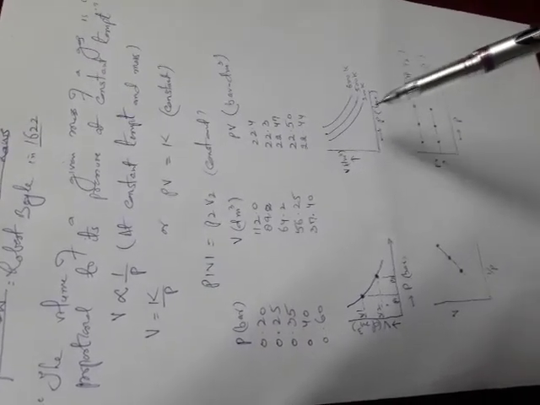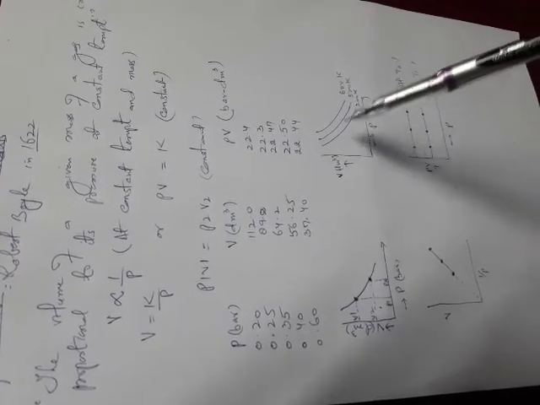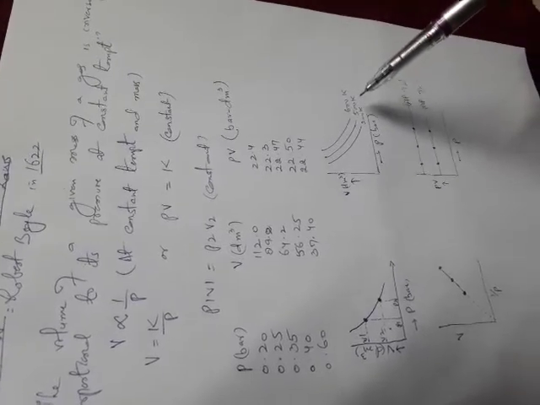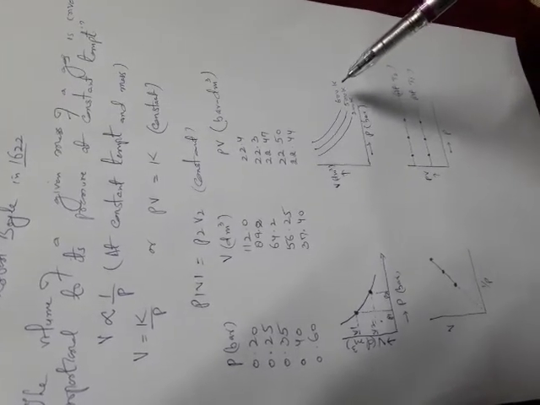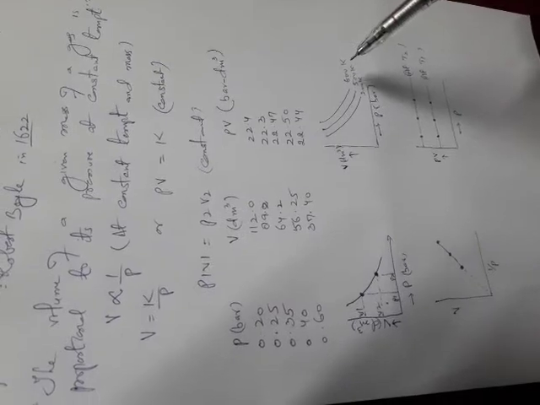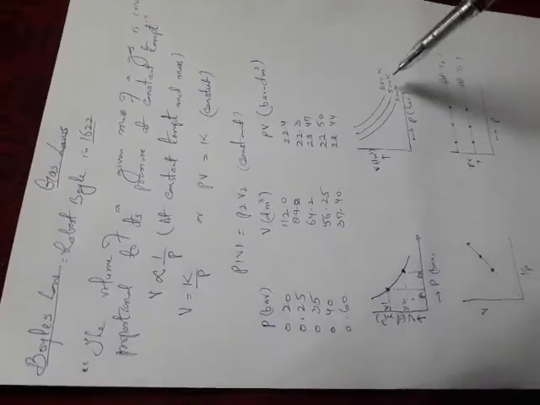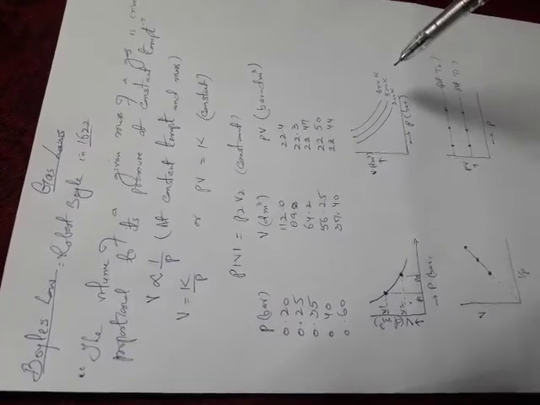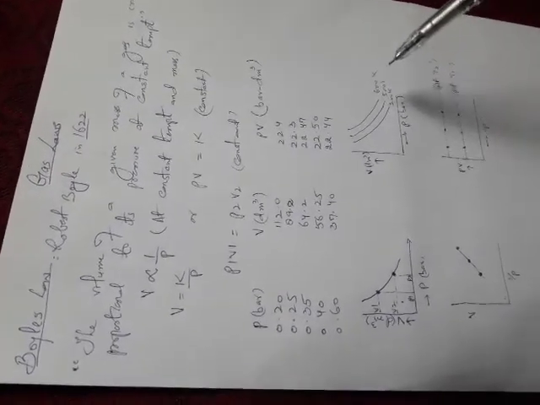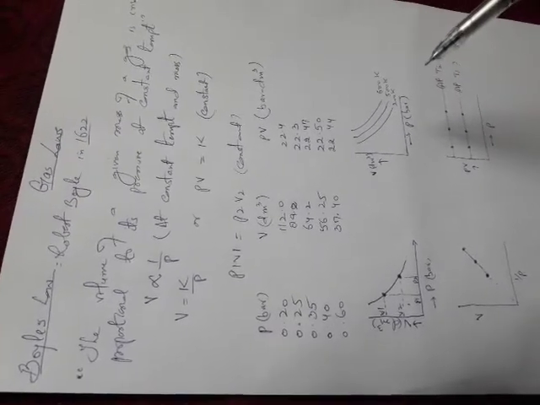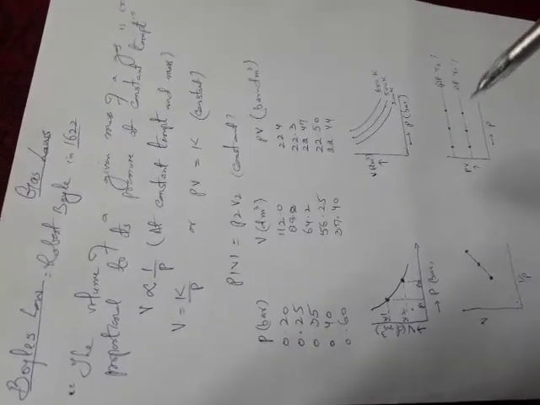Now we can see the nature of the curves is the same. In all these curves obtained at different temperatures, the nature of the curves is the same. The higher curve, which is at 600 Kelvin, corresponds to the higher temperature. However, the value of K, that is the constant, changes because it depends upon the temperature.